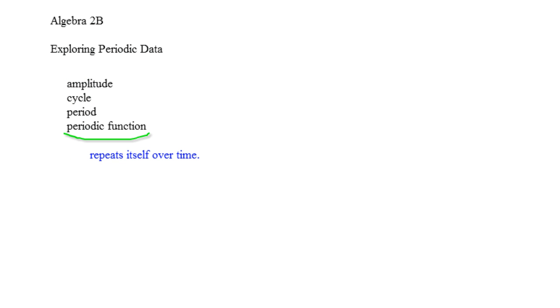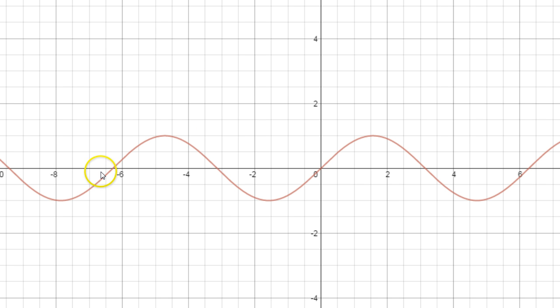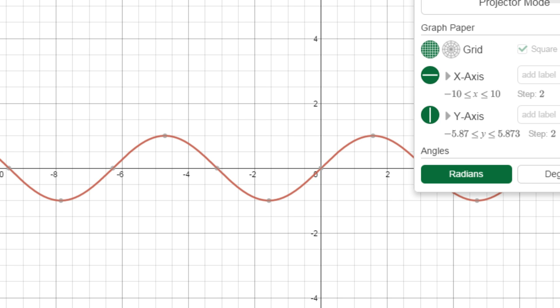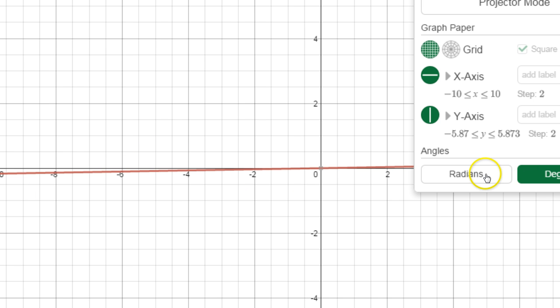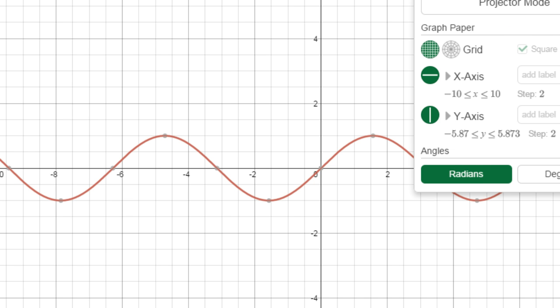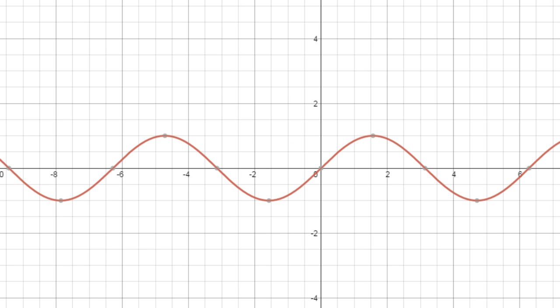Just taking a look at it on Desmos, here's an actual graph of a function. I'm not going to talk about what this function is. One thing you do need to understand is that sometimes your graph settings up here in the right hand corner must be in degrees, and sometimes it must be in radians. In this case, radians is most helpful for this graph. So just be very careful as you go along.